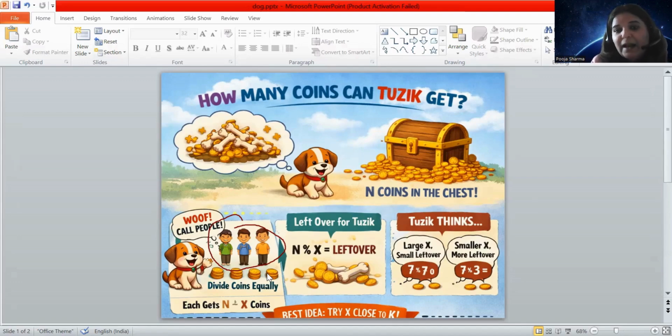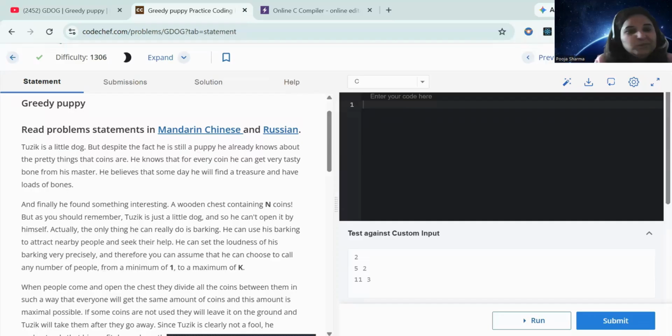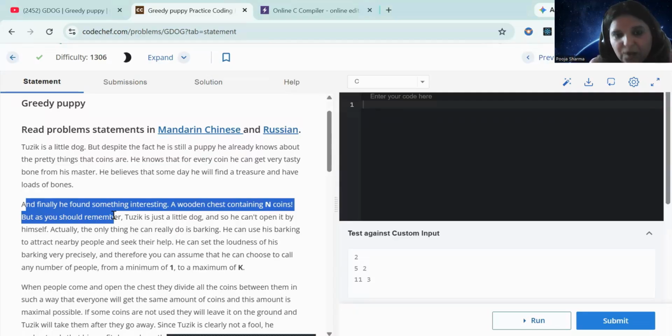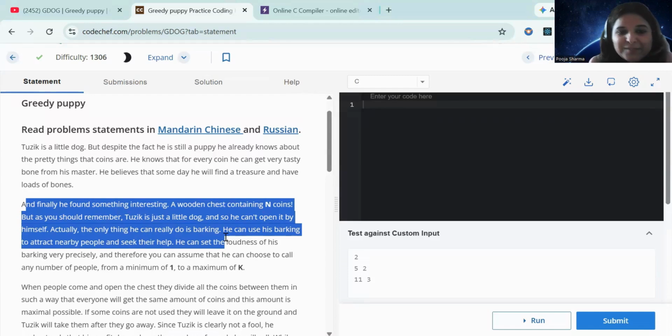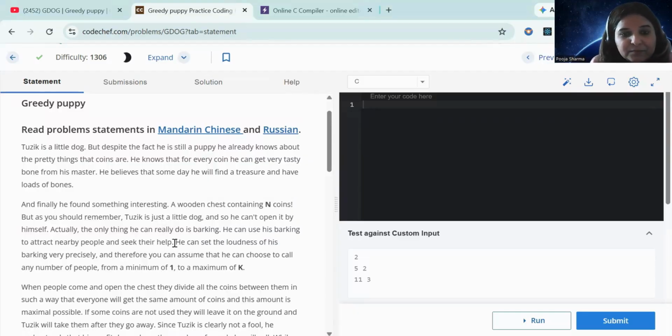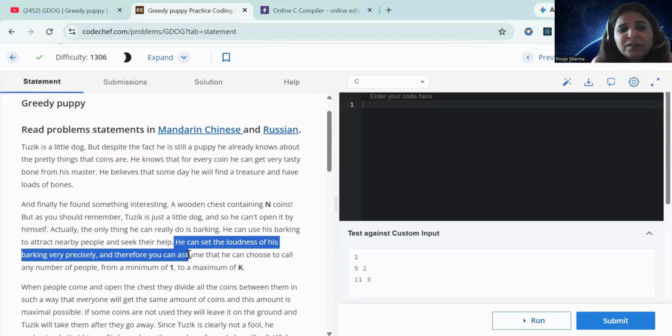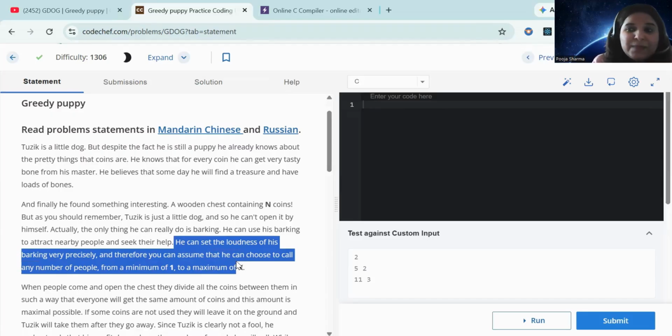So let's come back and read the question again so that you will understand what exactly they want. Finally, he found something interesting, a wooden chest containing N coins. But as you would remember, Tuzik is just a dog, so he cannot open it by himself. The only thing he can really do is bark, and he can use his barking to attract nearby people and seek their help. He can set the loudness of his barking precisely, and therefore you can assume that he can choose to call as many people as he wants, from 1 to K.